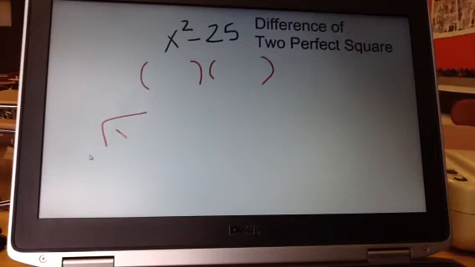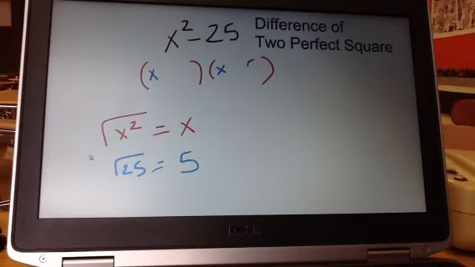The square root of x squared, which is x, goes in the first spot of the parentheses. And the square root of 25, which is 5, goes in the second position of both parentheses. And this is the most important part with the difference of two perfect squares. One of the parentheses has a minus, and the other one has a plus. That will always work for the difference of two perfect squares.